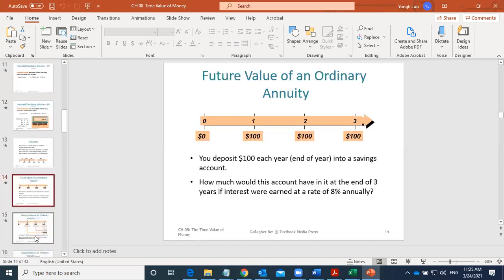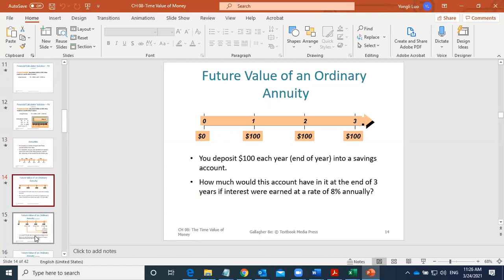That's the annuity we have, okay? Ordinary annuity and annuity due. I'm going to tell you. First, we're going to look at ordinary annuity. So what is ordinary annuity? Ordinary annuity is where all the payments are made at the end of each time period, okay, at the end of each time period.